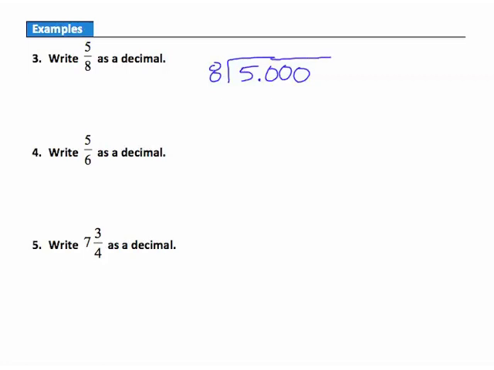So now we'll take a look. 8 doesn't divide into 5, but it will divide now into 50. Bring my decimal up there. 8 will go into 50 6 times. 6 times 8 is 48.